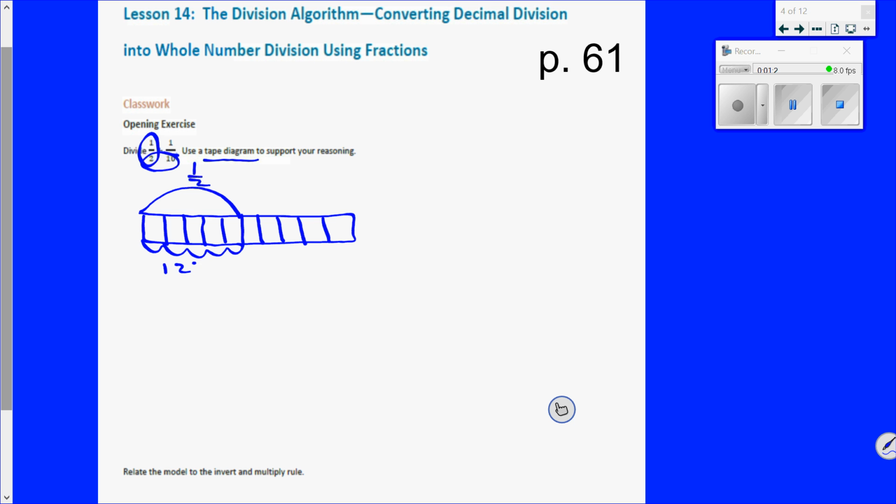So I end up with 1, 2, 3, 4, 5. So how many 1/10 are there in 1/2? 5 of them. Can everybody see that? So I'll give you a minute to write that model down so you have an example of what these tape diagrams look like.